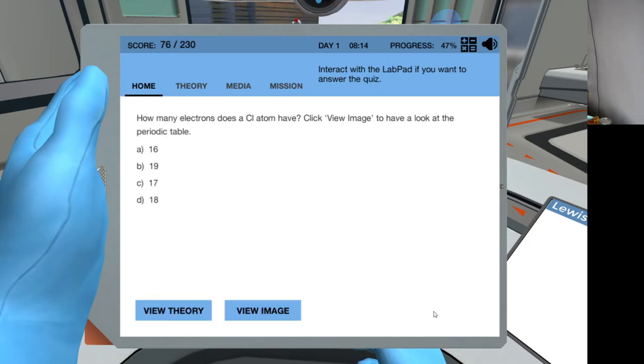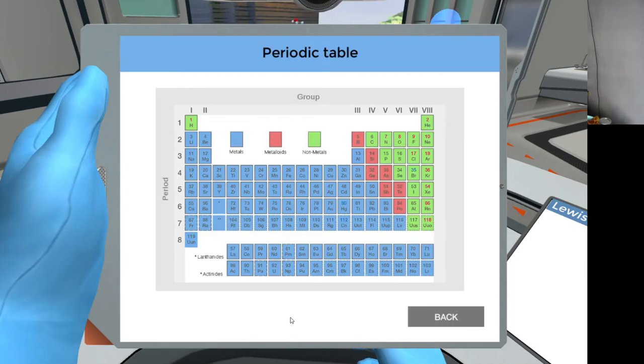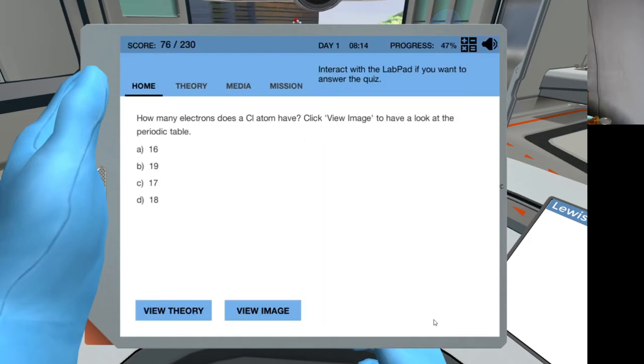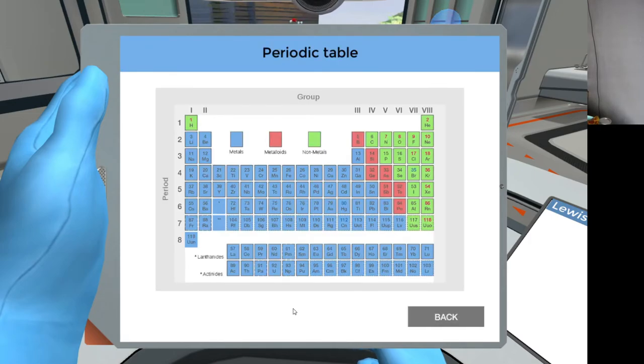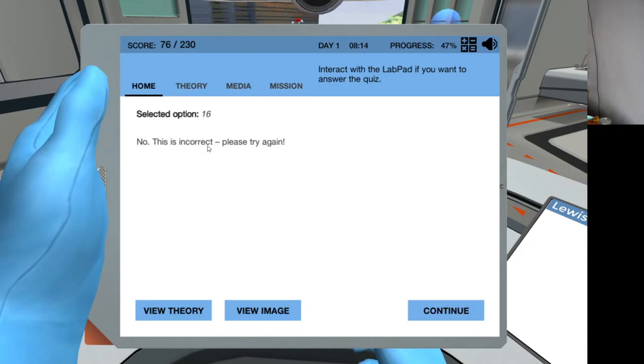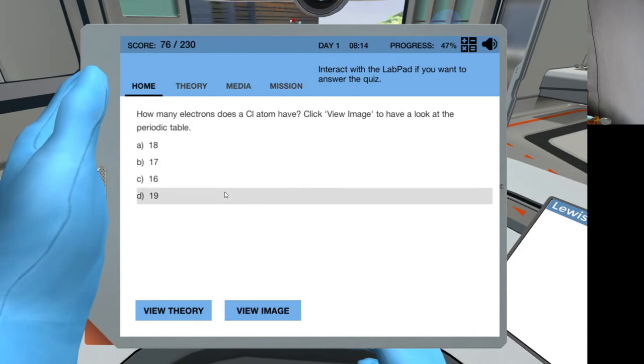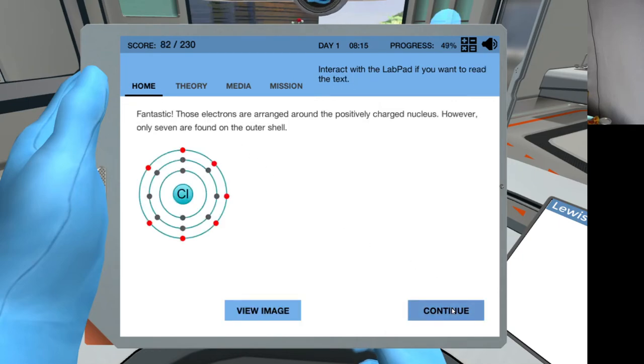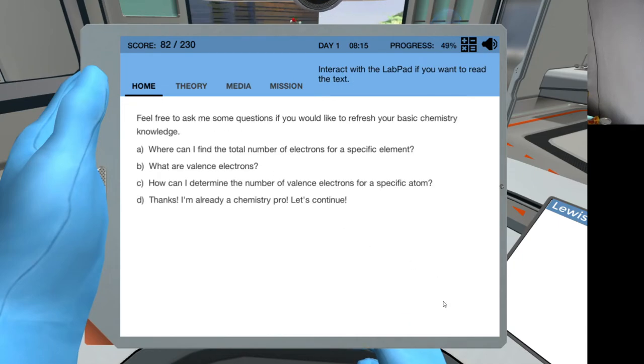How many electrons does a Cl atom have? Click View Image to have a look at the periodic table. Oh man, it's been way too long. I can't remember. No, this is incorrect. Fantastic. 17. Feel free to ask me some questions if you would like to refresh your basic chemistry knowledge. I could have known it was 17 at least because it was an odd number and it wants to pair with other things, so it had to be an odd number.